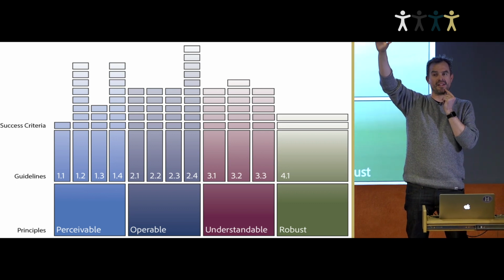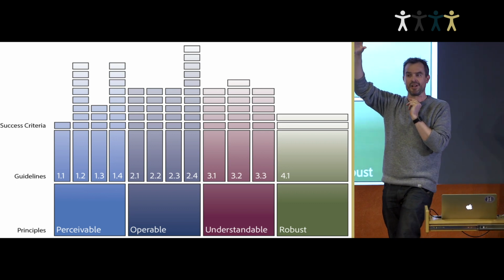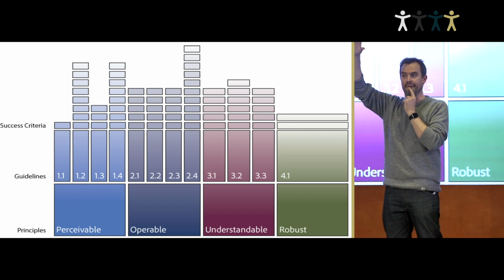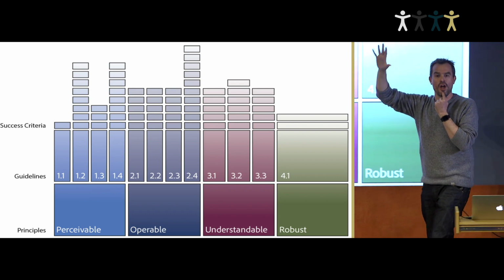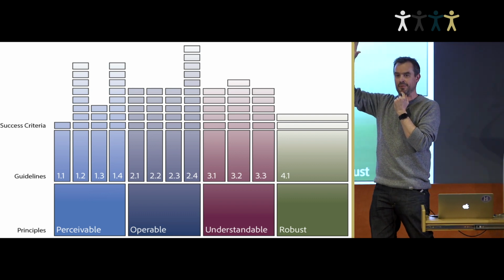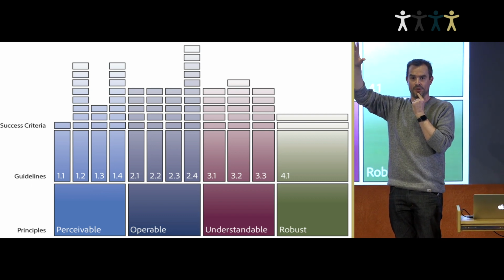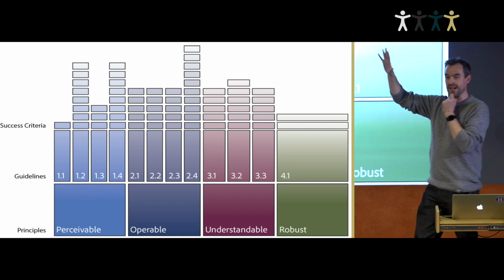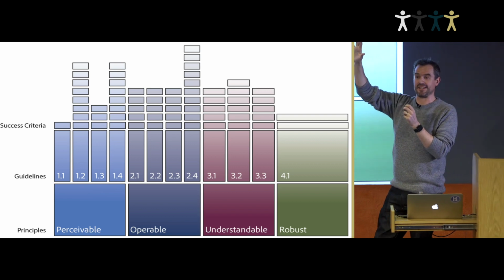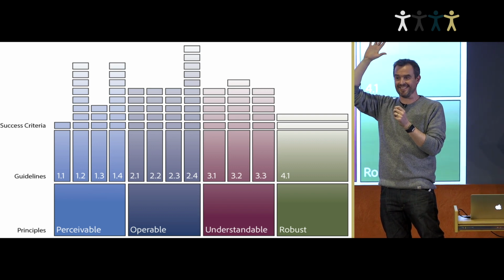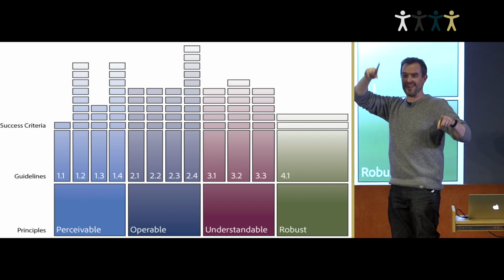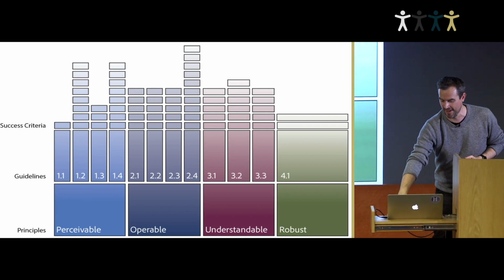Who is familiar with the Web Content Accessibility Guidelines? Okay, so we've got most of the room. Who's familiar with the terms perceivable, operable, understandable, robust? Slightly less, okay. Who knows the Web Content Accessibility Guidelines really well, like knows it inside out? About 2 or 3 people. Okay, that's quite common.